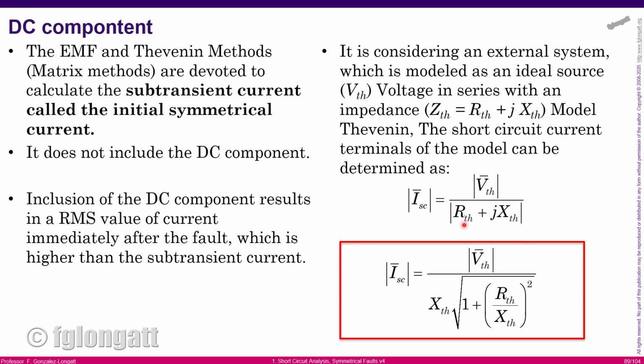You can use a mathematical trick and convert the short circuit current from this expression, voltage divided by impedance, into this expression. But probably you are wondering why I am interested in the expression below, which looks a bit more complicated. Well, from the previous slide, you must remember that the ratio between reactance and resistance has a strong impact on the short circuit, because that ratio defines how fast the DC component will extinguish.